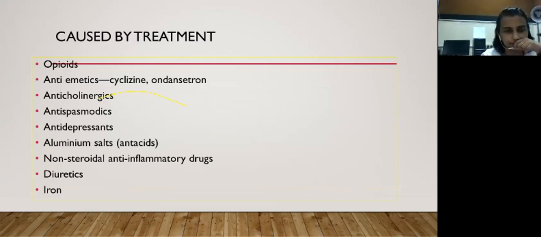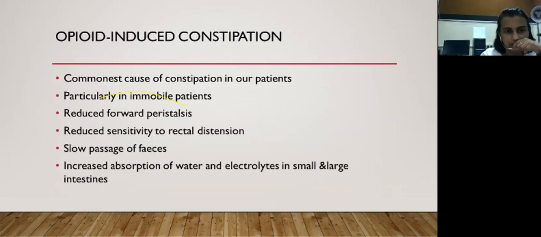Next slide. Opioid-induced constipation, again, is the commonest cause of constipation in these patients. Invariably all the patients will have opioid. If you start them on opioid, they will have opioid-induced constipation. It's more prone in immobile patients. There'll be reduced forward peristalsis, the moment the gut is affected, and reduced sensitivity to rectal distension. There'll be slow passage of feces and increased absorption of water and electrolytes in the small and large intestine. Next slide.